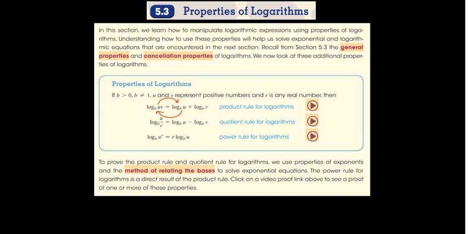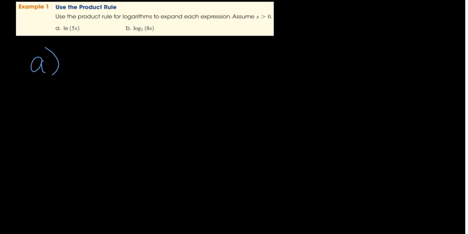For example, in 1 we're going to be expanding, going from the left to right part. But here in a moment we're going to be condensing, going from right to left. Anyways, we're expanding here, and notice how it's 5x. That is essentially 5 times x, right? So we would say natural log of 5 plus, because it is a multiplication, natural log of x. And that's it. Pretty easy.